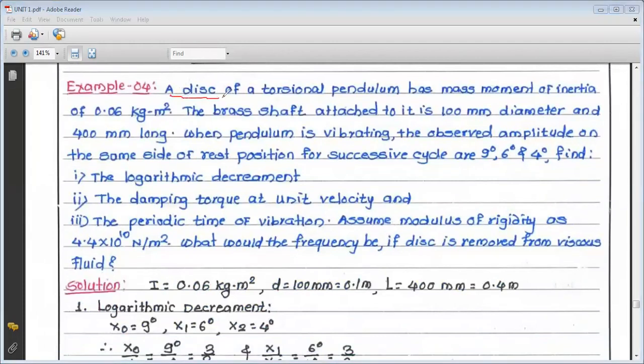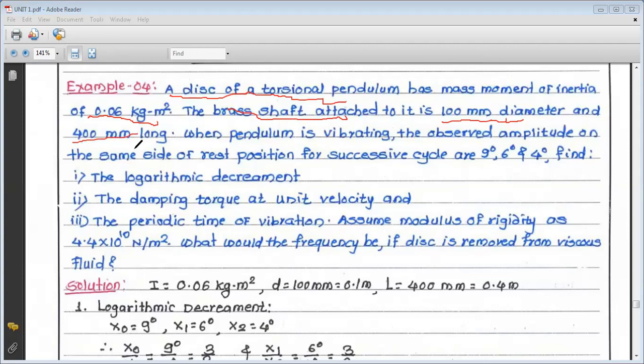A disc of a torsional pendulum has mass moment of inertia, that is I, given as 0.06 kg meter square. So this is your I. A brass shaft is attached to it, having 100 mm diameter and a length of 400 mm.